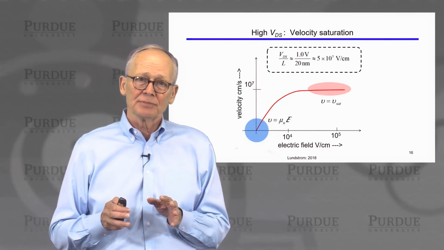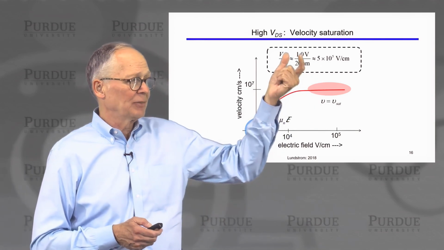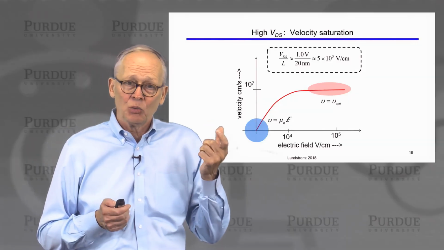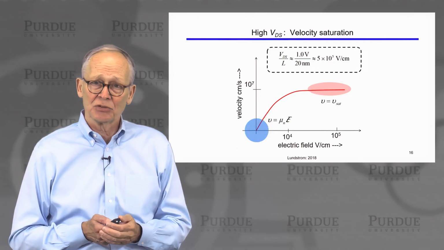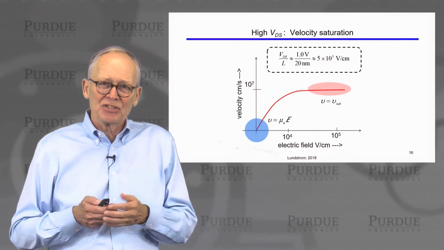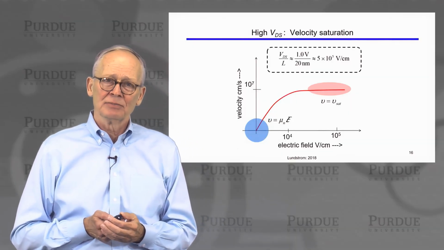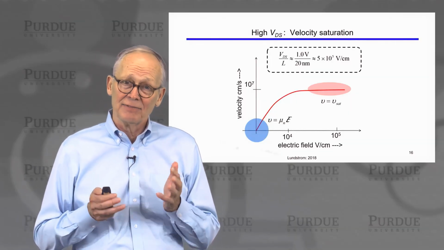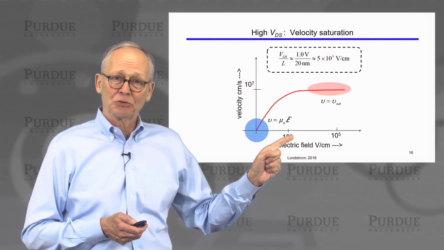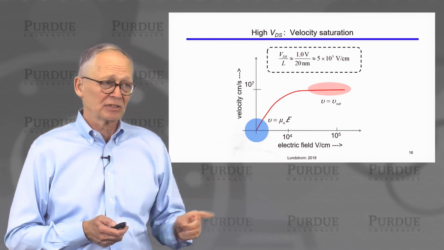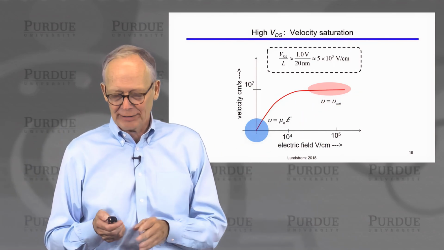What's the electric field in the channel of a modern transistor? So today's transistors might have about 1 volt between the drain and the source. They might have a channel length of about 20 nanometers long. If we estimate the average electric field inside the channel, we would find that it is 500,000 volts per centimeter. That is a very high electric field. It only takes about 10,000 volts per centimeter to saturate the velocity in bulk silicon. So we're way up here. So the velocity should be saturated.